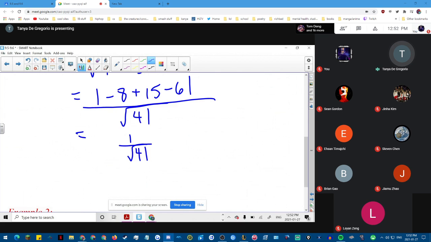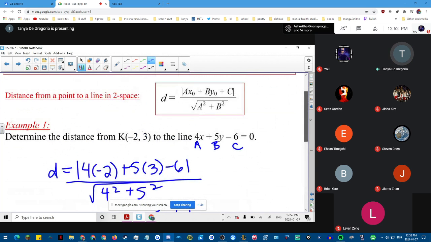So there's my exact distance, 1 over the square root of 41, or if I ask you, you can approximate it. Okay, and that is the distance between the point K and the line. Any questions? So it's just this formula. Okay.